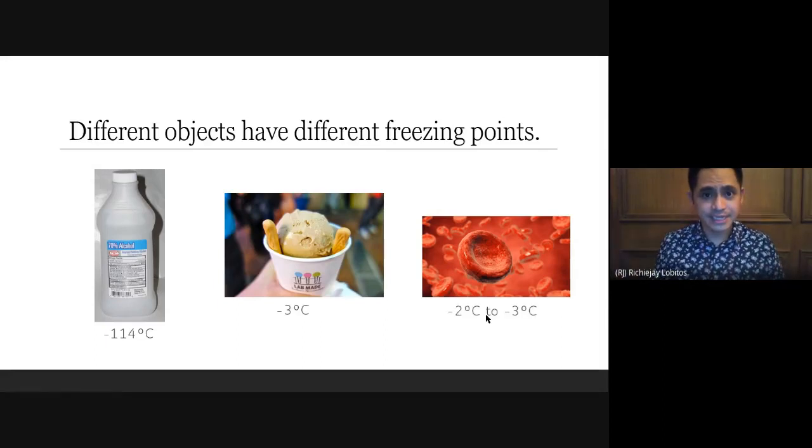Blood freezes at about negative 2 or negative 3 degrees Celsius. Not the blood in our body though, because our body will provide heat for the blood. So even if we are in an environment below negative 2 or negative 3, our blood will be protected and it won't get to that temperature. But if you take that blood out of your body and place it in an environment with negative 2 or negative 3 degrees Celsius, that's when our blood actually freezes.